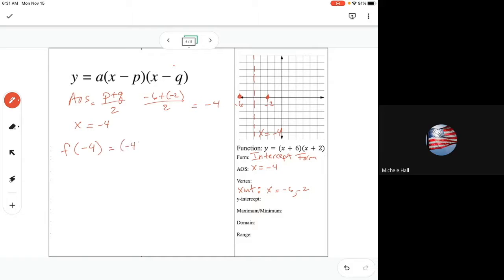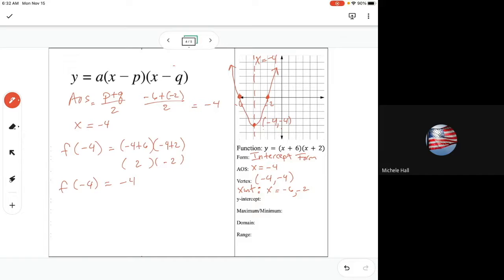Substituting negative 4 into the function, we get negative 4 plus 6 times negative 4 plus 2. That's going to be 2 times negative 2. We see that when x is negative 4, y is negative 4 as well. There is my point, negative 4, negative 4, for the vertex, and I can clearly see the outline of the parabola. Making sure that I have everything labeled, my vertex and my axis of symmetry.